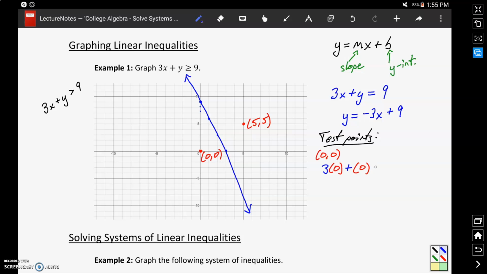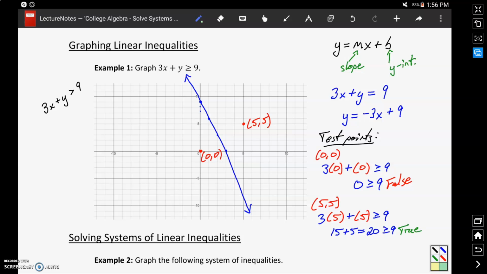So first off, we would get 3 times 0 plus 0 is greater than or equal to 9, which would mean 0 has to be greater than or equal to 9, which is clearly false. So we can look at using our second test point, (5, 5). Again, we'll plug those values for x and y into our original inequality statement, to give us 15 plus 5, or 20, is greater than or equal to 9, which is true.